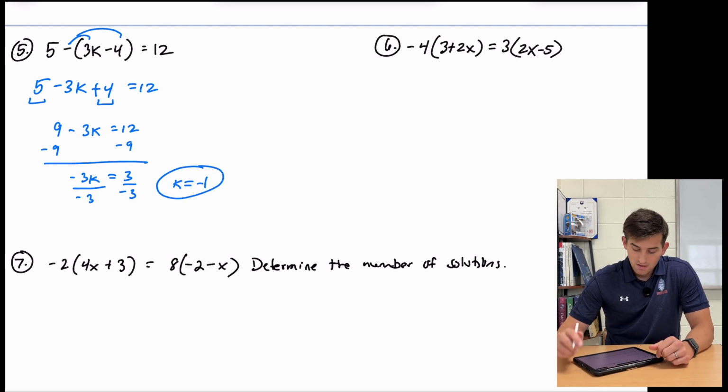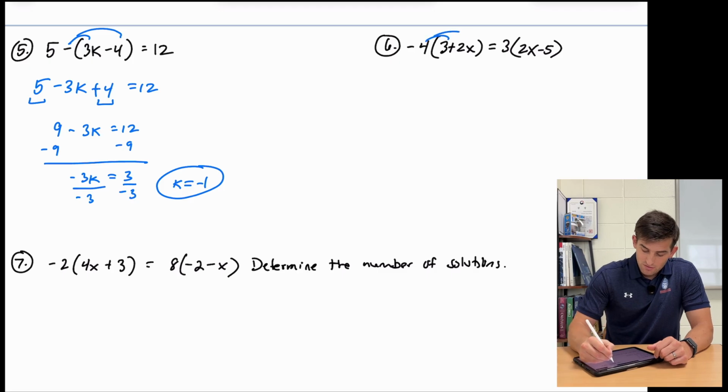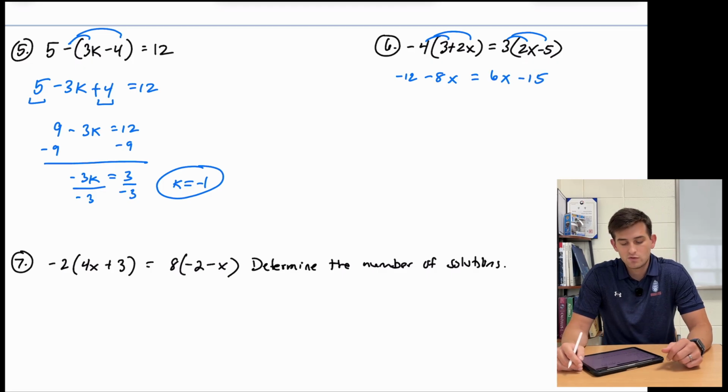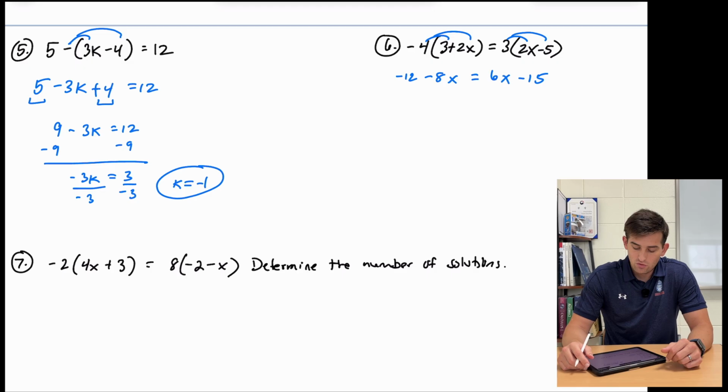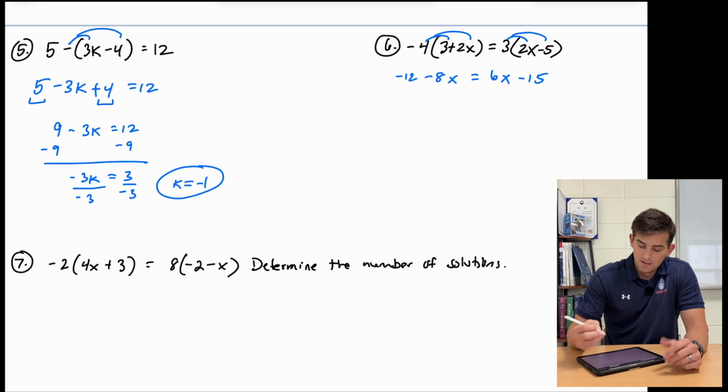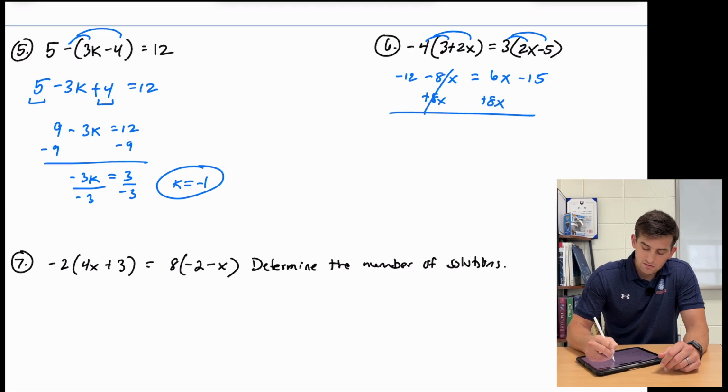All right. Number 6, we have to distribute both of these. So negative 4 times 3 would be negative 12. Negative 4 times 2x would be minus 8x. 3 times 2x is 6x. 3 times negative 5 is negative 15. So we have negative 12 minus 8x equals 6x minus 15. Let's go now and solve for our variables. So I'm just going to say let's add 8x here. So we get negative 12 is equal to 14x minus 15.